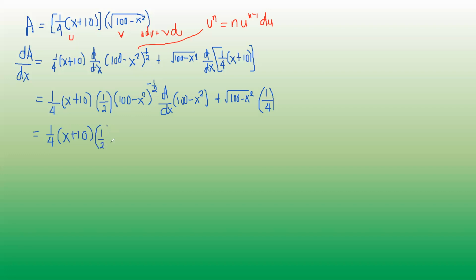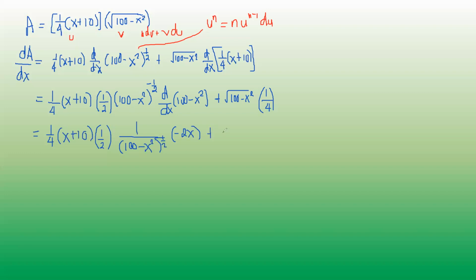Ayusin ko lang itong negative exponent para yung maging positive. 1 over natin. So, 1 over quantity 100 minus x squared raised to positive 1/2. So, ayan siya. Times, the derivative ng 100 ay 0. 0 minus 2x. So, we have negative 2x.